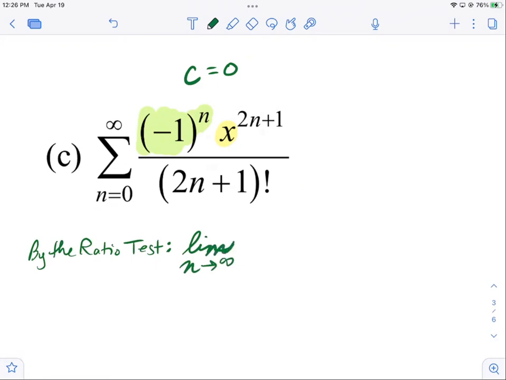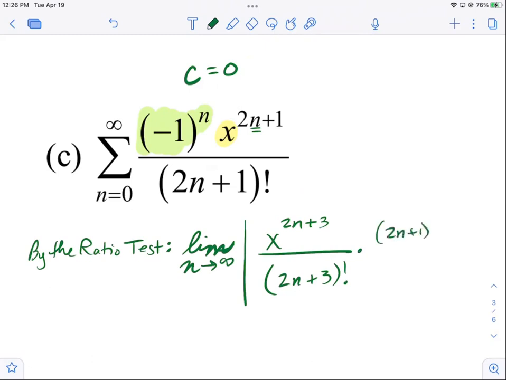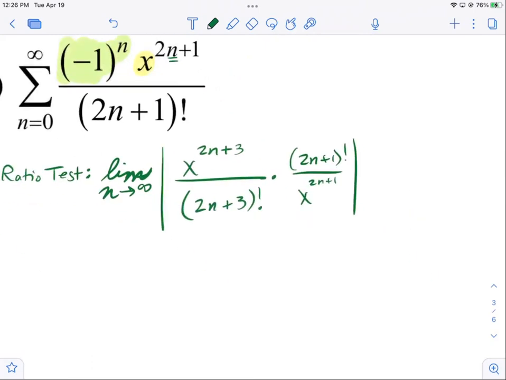Of the absolute value of the n plus first term. So when I replace n with n plus 1 and distribute, I get 2n plus 2 plus 1 is 2n plus 3, all over 2n plus 3 factorial. Okay, so don't forget to distribute. And then divided by the given one, which will be multiplying by the reciprocal, 2n plus 1 factorial, all over x to the 2n plus 1. And again, the alternator's out of there. Now what I like about the ratio test, the fun part where we get to simplify.